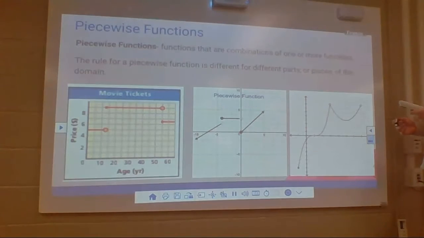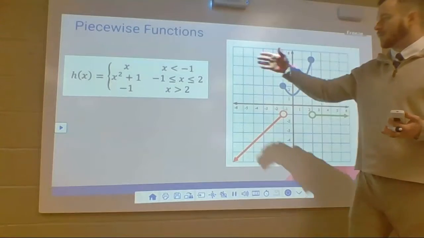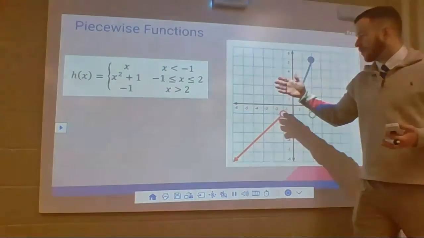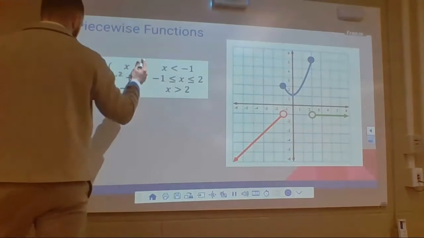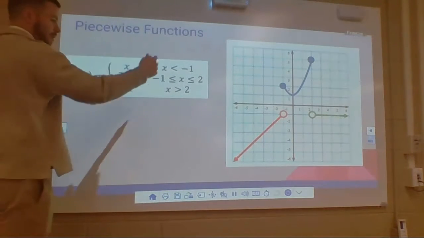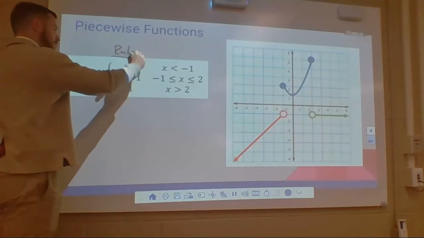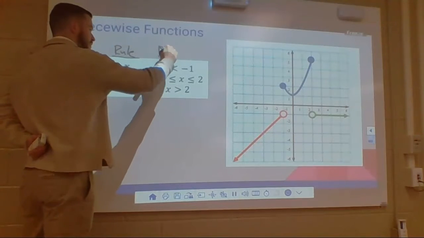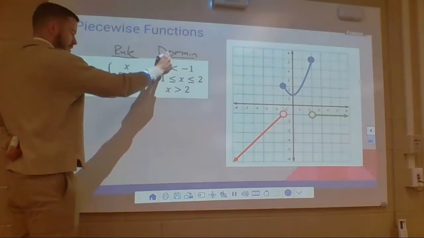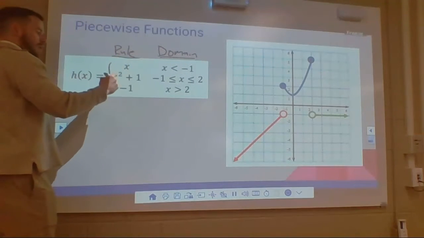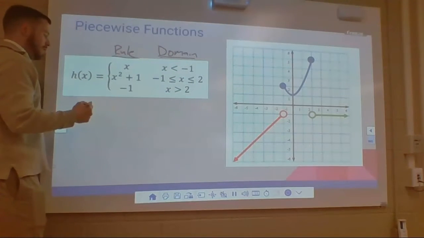So let's explore that a little further here. So here we have a piecewise function. We have the equation form of it and the graph form of that piecewise function. So let's check out this equation first and we'll compare it to its graph. So over here on this side we have the rule, and on this side we have the domain. So the domain is the x values that it covers, right? And then the rule is, basically the formula, the rule that we have to follow along that domain.